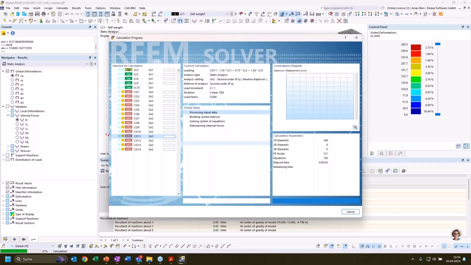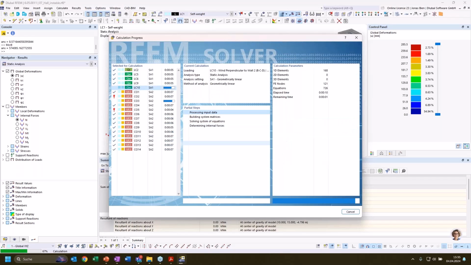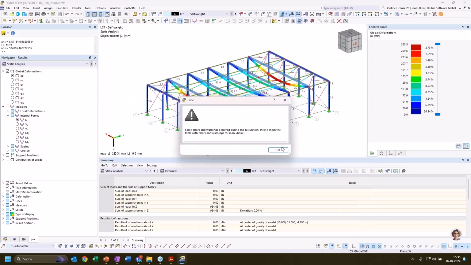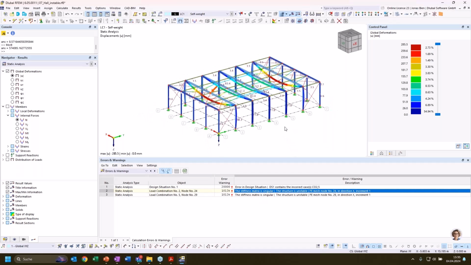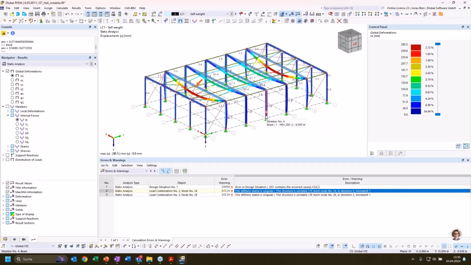That would be the second stage, and again it is not clear that I have no problems with my model, because my load combinations now I calculate them with second order theory. And I again get errors only for some load combinations, that my stiffness matrix is singular and my structure is unstable. So this message can have two reasons.